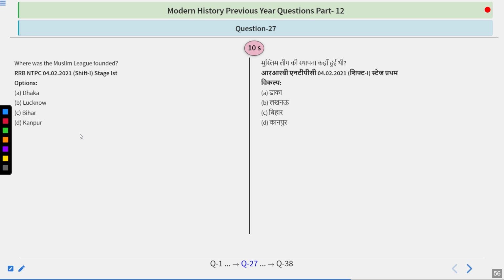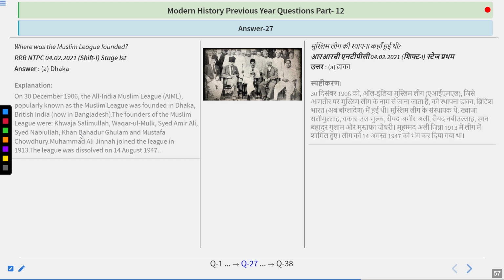Where was the Muslim League founded? Dhaka, Lucknow, Bihar, or Kanpur? Take your time. And I guess the answer you are giving is quite right, because the answer is Dhaka. So on 30 December 1906, the All India Muslim League, popularly known as the Muslim League, was founded in Dhaka, British India.